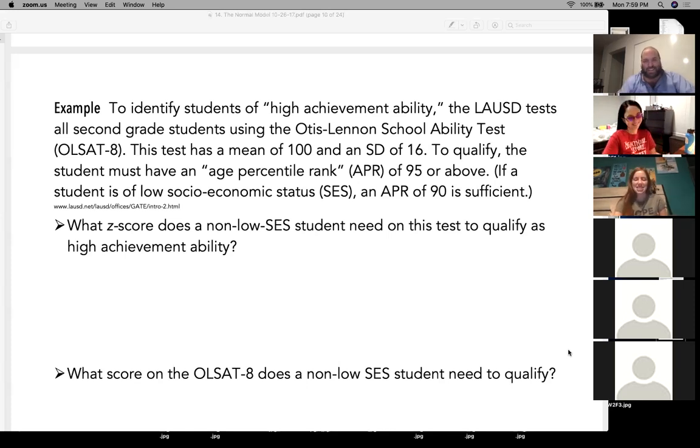So to qualify, the student must have an age percentile rank of 95 or above. If the student is of low socioeconomic status, an APR of 90 is sufficient. So what Z-score does a non-low SES student need on this test to qualify as high achievement ability? How would I calculate that?